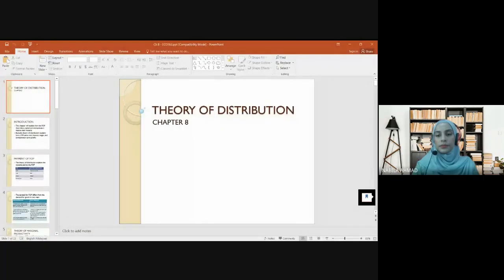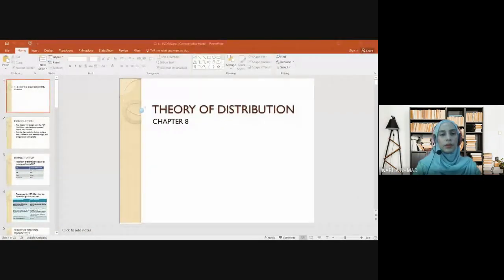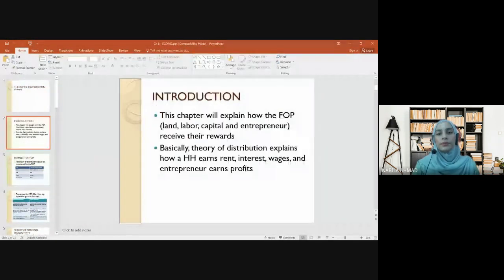Okey, so kita lihat pula chapter 8. Okey, chapter 8 adalah berkenaan dengan theory of distribution. Okay. So this chapter will explain how the factors of production, land, labor, capital and entrepreneur receive their rewards. Kalau ingat lagi, kita ada land, labor, capital, entrepreneur. So reward kepada land adalah rental. Labor, wages or salary. Capital, interest, entrepreneur, profit.